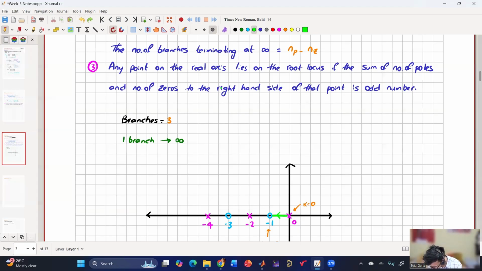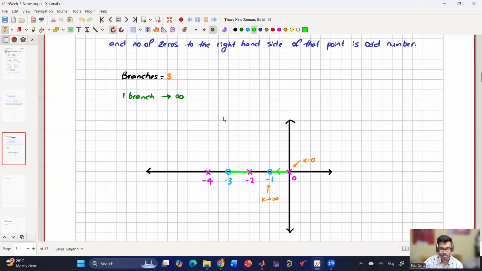So it exists again in this region, right? Because if I consider any point in this region, on the right hand side I have two poles and one zero, combined is 3, which is an odd number. So again, this pole will go to this zero. And again root locus will exist in this region, because on the right hand side we have 3 poles and 2 zeros, which means 5 total combined. So this entire axis also will be part of the root locus.